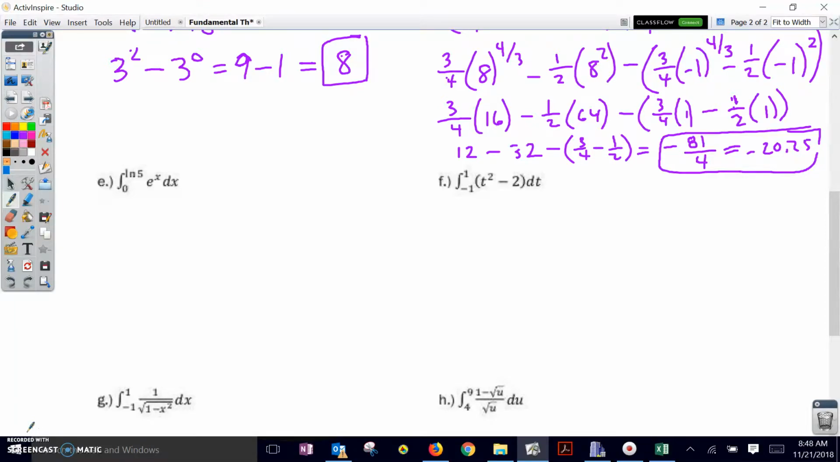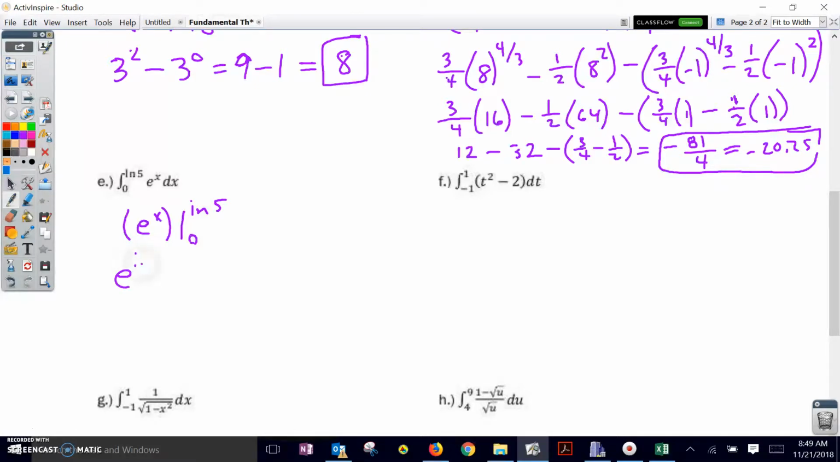Alright, welcome back everybody. In this video we're going to finish up example 2 from the Fundamental Theorem of Calculus Part 2 lesson. So we'll start with part E here. The integral from 0 to the natural logarithm of 5 of e to the x dx. So first we find the antiderivative of our integrand. The antiderivative of e to the x dx is just going to be e to the x. And we're going to evaluate that from 0 to the natural log of 5.